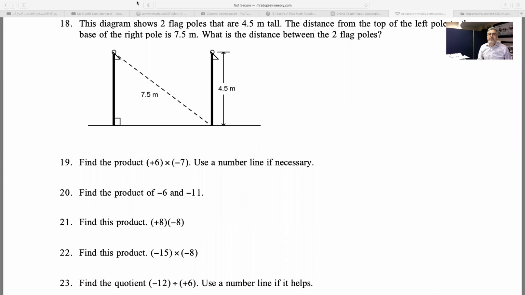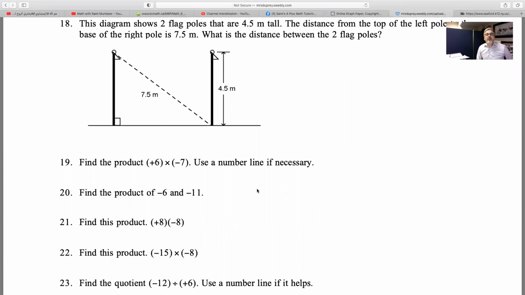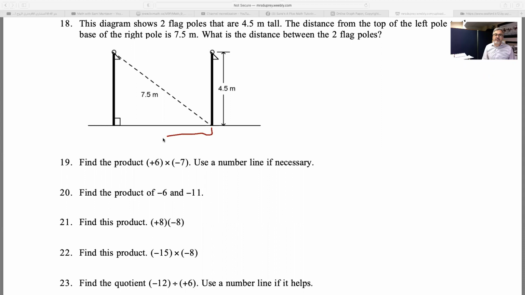So here's a word problem. The diagram shows two flagpoles that are 4.5 meters tall. The distance from the top of the left pole to the base of the right pole is 7.5. So they're telling you this distance right here. What's the distance between the two flagpoles? So they want this.